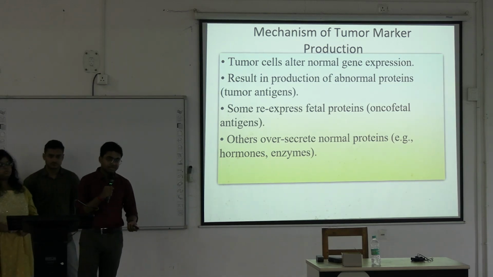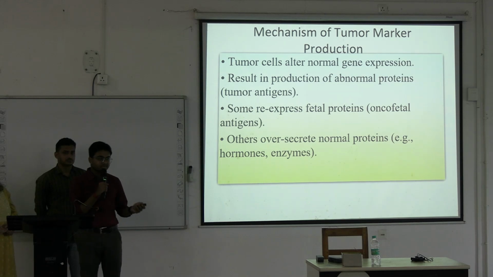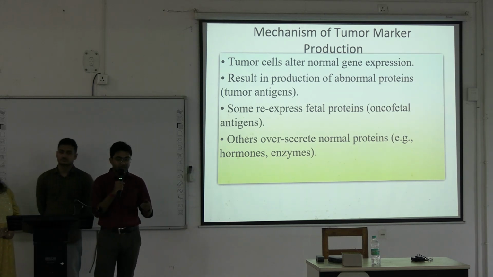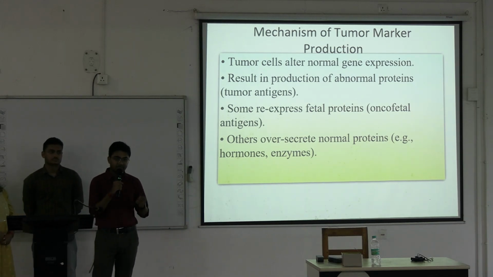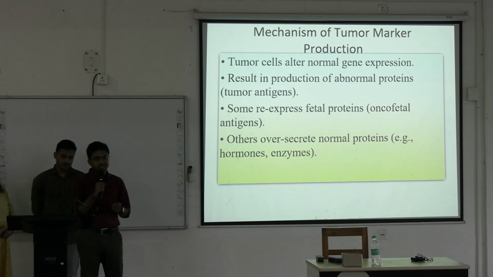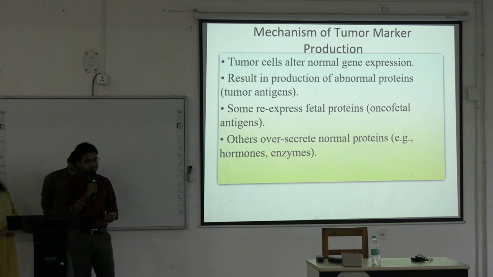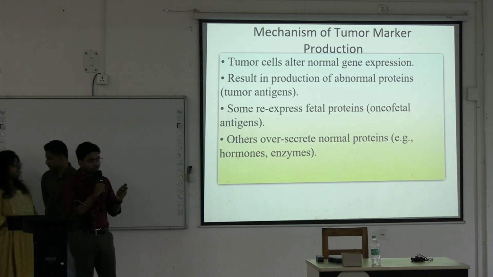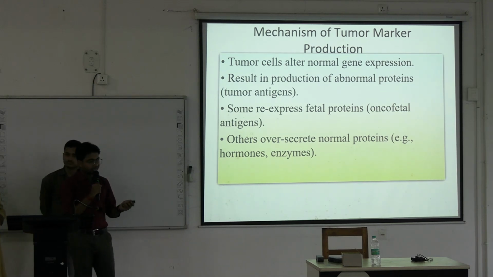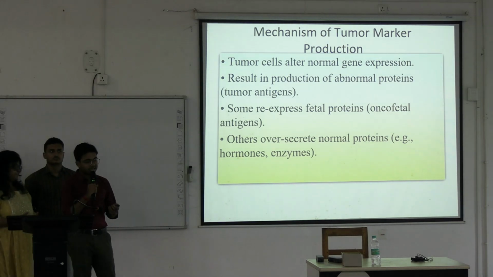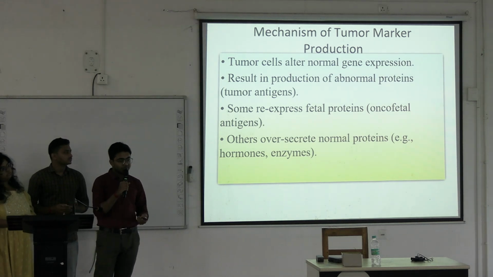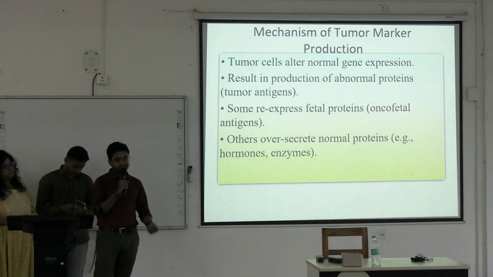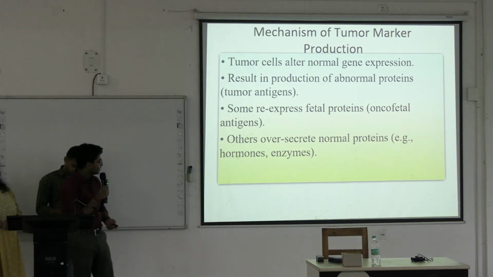What are oncofetal antigens? In fetal conditions, some genes produce proteins which during differentiation are repressed and do not produce in adult cells. But due to malignant conditions, they can de-repress and can again produce in adult cells. These antigens can be used as tumor markers. Examples are alpha-fetoprotein in hepatoma and carcinoembryonic antigen in colorectal cancers.